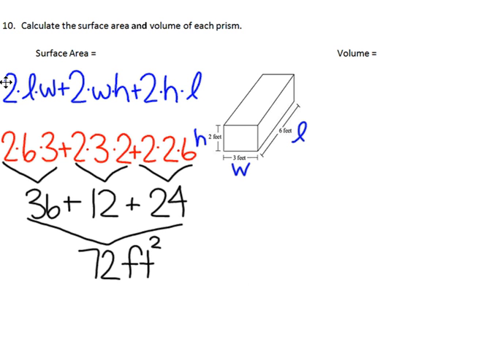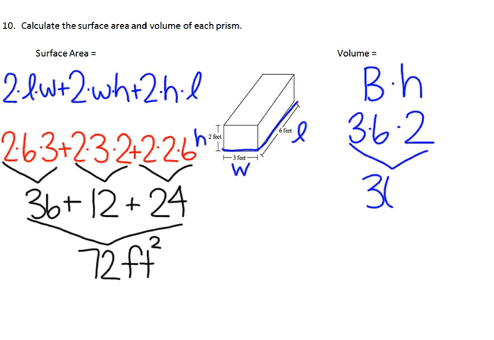Then for volume, the formula we're going to use is area of the base times the height of the prism. To find area of the base, we're going to do 3 times 6, and the height is 2. So 3 times 6 times 2 is 36, and this time it's volume, so we're going to have feet cubed. How many cubes would fit inside of that figure? So volume equals and surface area equals.